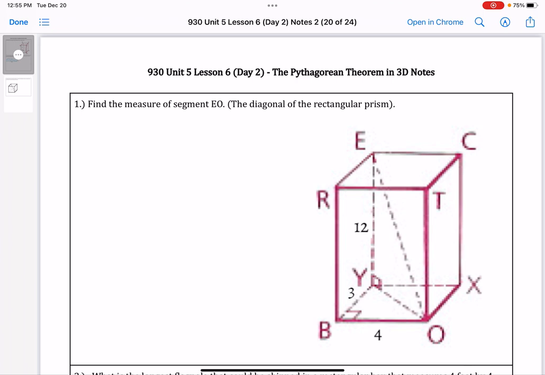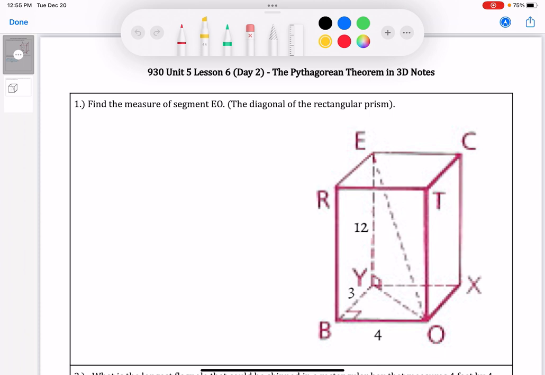So hopefully, as you're looking at it, you're noticing that I have a triangle down here at the bottom. And then maybe you're noticing as well that I have a triangle here, kind of slicing through the middle of the shape. Now, I have some right angles marked in this picture, so we do know that both of those triangles are right triangles, so they should be able to be used with the Pythagorean theorem, right?